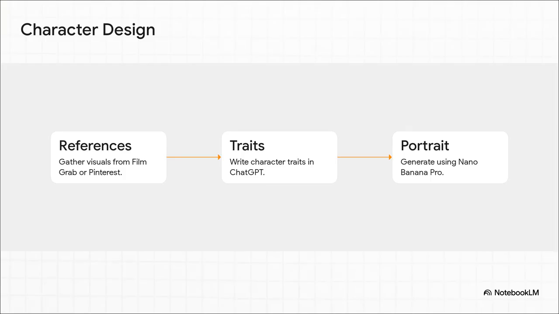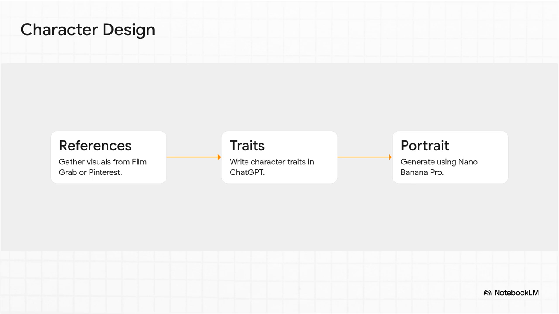Moving on to step 2, character design and references. Before you even think about shooting a single frame of video, you have to visualize and build your actor. You need to know exactly who is living inside your story. The workflow for this is brilliantly straightforward. First up, gather your visual references. Hop onto sites like FilmGrab or Pinterest and grab images that perfectly match the mood and the look you're imagining.